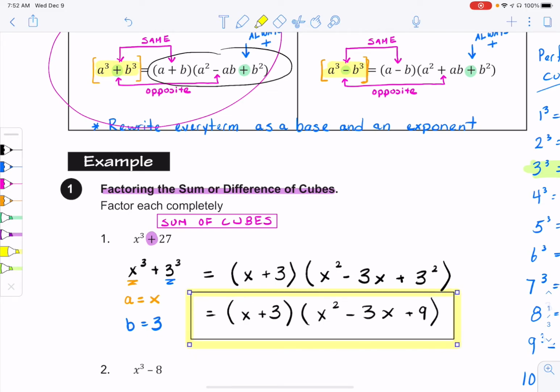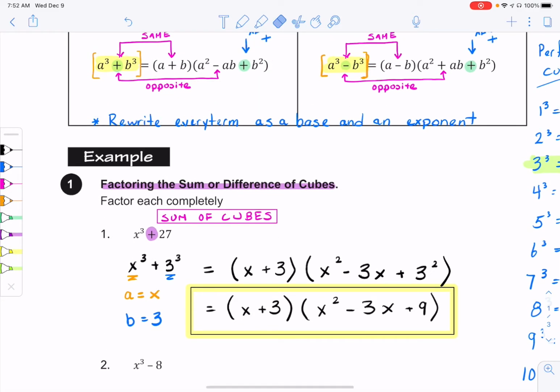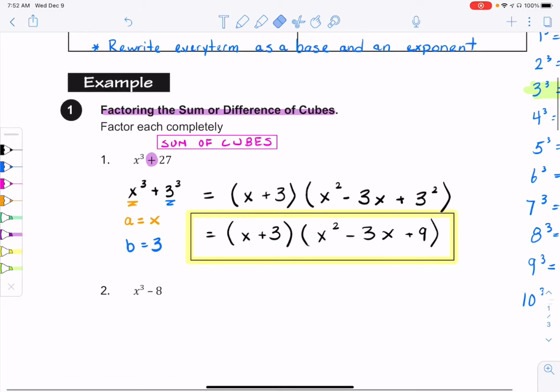So basically this whole lesson is just understanding how to substitute into a formula. You're substituting into the sum of cubes or the difference of cubes formula. Okay, next we have x cubed minus 8. We have subtraction, so this is difference of cubes.